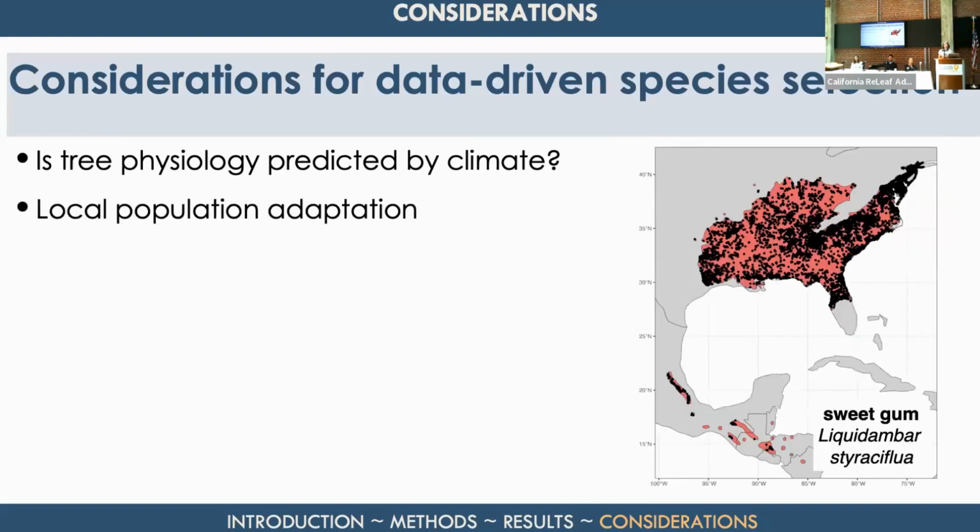Second, some species like the sweet gum, liquidambar, have very large ranges. So this is the natural range of the liquidambar, and you can see that there's some populations in the south and some populations in the north, and it's likely that the populations in the south have a much higher heat tolerance than populations in the north. This is a phenomenon called local adaptation of that population. And we don't know too much about which population seeds were sourced from for urban plantings and urban stock, but that could potentially affect how well suited that species is, even given our analyses.